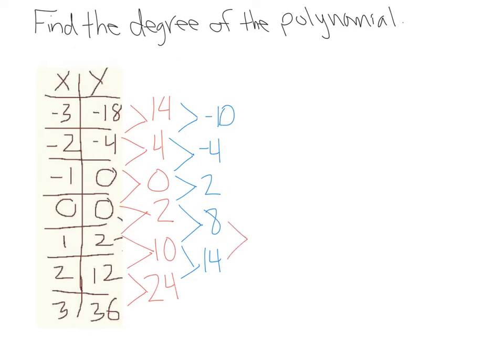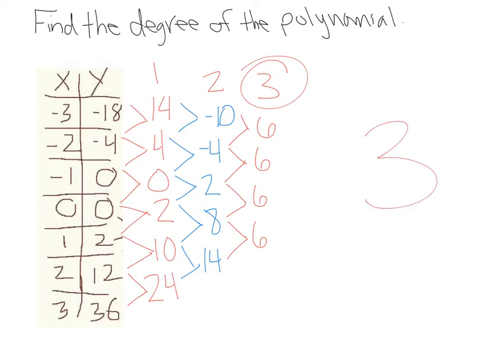14 minus 8. I'll let you guys go ahead and take a minute, fill this out. Okay, so we finally ended up with the same number, which means that we have not a degree 1, not a degree 2, but a degree 3 polynomial. So our degree for this is 3.